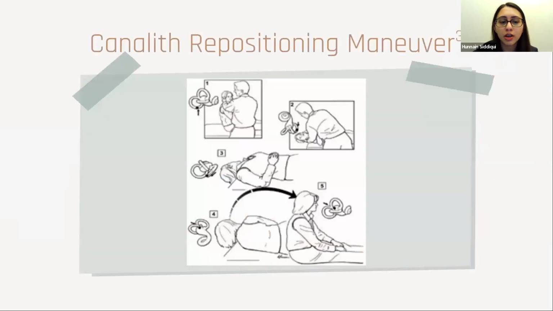Okay, so this is just a picture of the canalith repositioning maneuver. Essentially, your provider will move your head in different ways to balance out the organ and move any calcium deposits that you have.